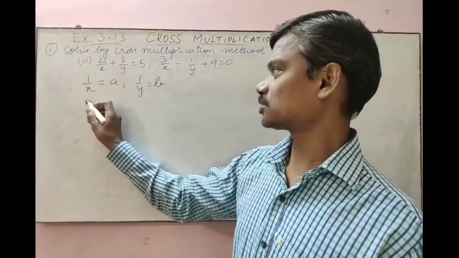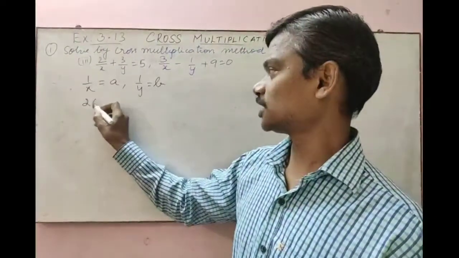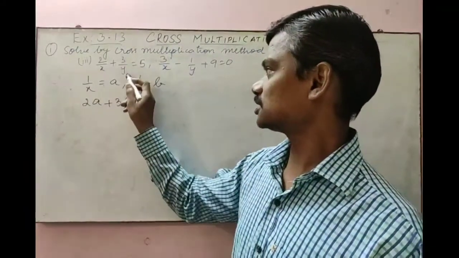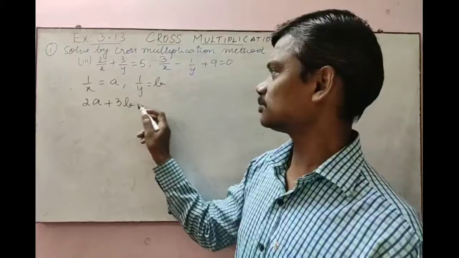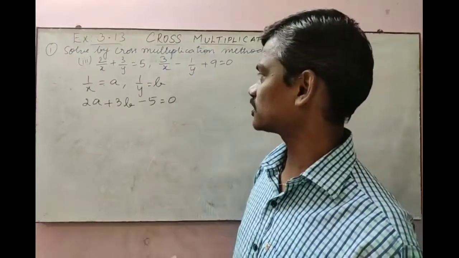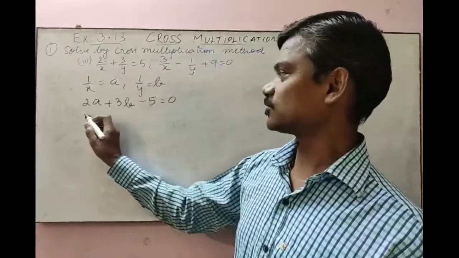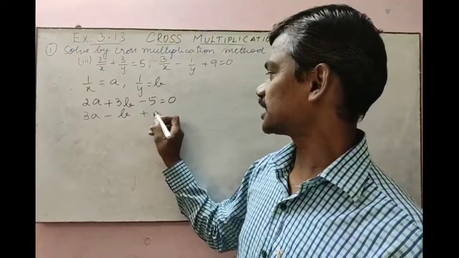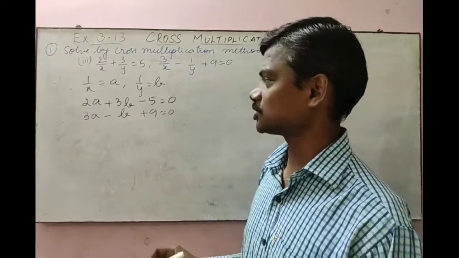So the equation 1 becomes 2a plus 3b, because 3 by y becomes 3b. I am going to take this 5 to the left hand side, it becomes minus 5 equal to 0. Like that the second equation is 3a minus b plus 9 equal to 0. That is the second equation.